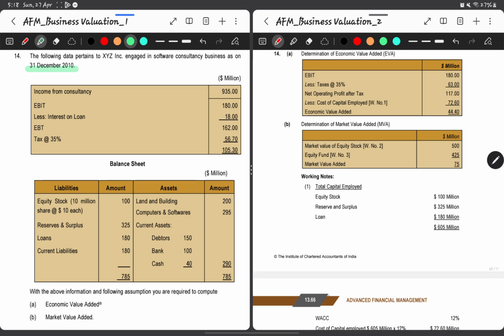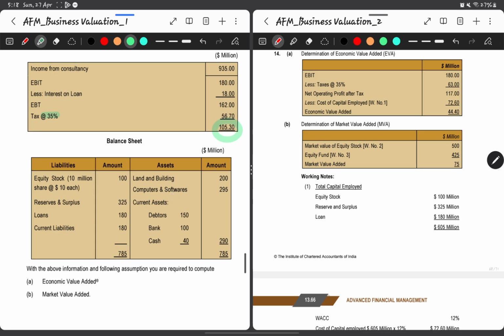Income from consultancy 935 and the EBIT is 180. Interest on loan is 18. EBT is 165. So tax is 35%, and after tax, the accounting profit is 105.3. And balance sheet is there.